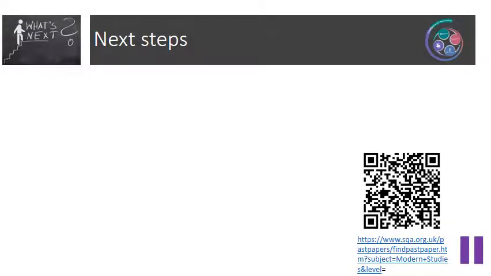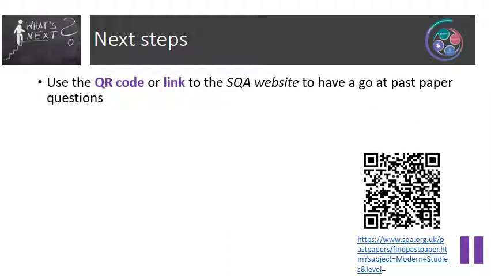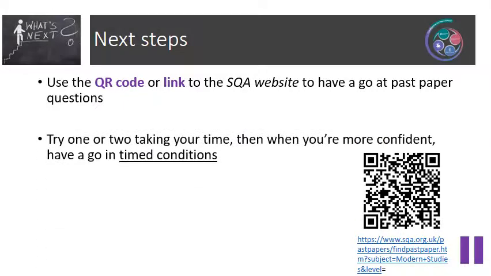Now to your next steps for explain questions. Again, you can use the QR code or link below to the SQA website to have a go at a range of past paper questions and to try 1 or 2 taking your time, and then when you're more confident, consider completing these in timed conditions. Remember to focus on areas that you have studied in class and to reflect and think about areas of your learning which you'll most benefit from practicing. And once more, a reminder that your teacher should be happy to provide you with feedback on your responses.